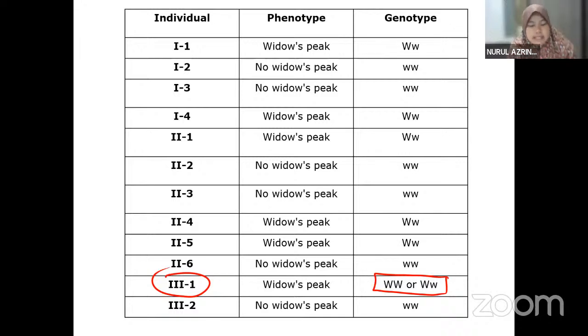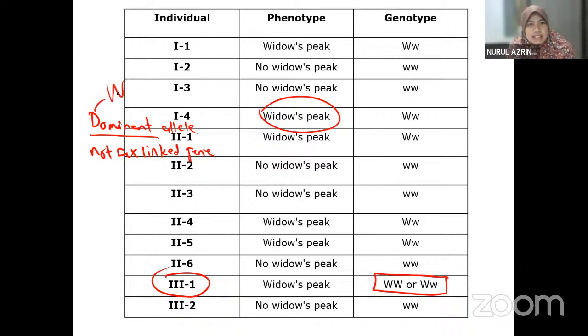Okay, and please note again and again that widowspeak is carried by dominant allele, and it is not sex link genes. Maksudnya dia bukanlah gene yang duduk pada kromosom sex, but it is autosomal genes. Okay, autosomal traits. Faham tak? Dia adalah gene yang duduk pada kromosom selain daripada kromosom XY. So since it is dominant allele, at least one dominant allele, the person will have widowspeak. So capital W ataupun capital W, small w.